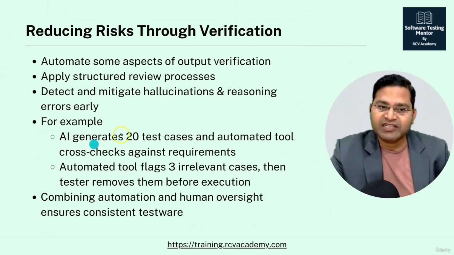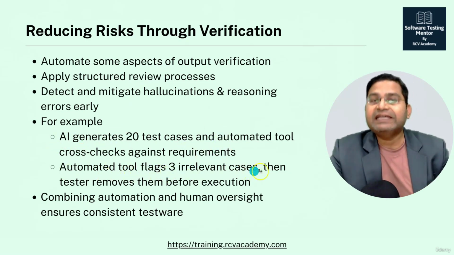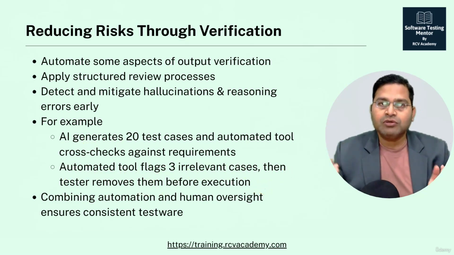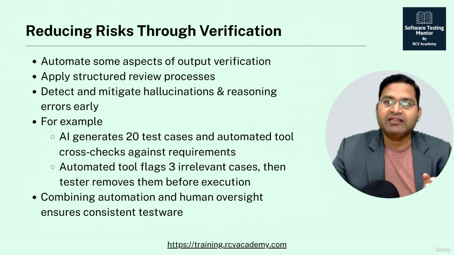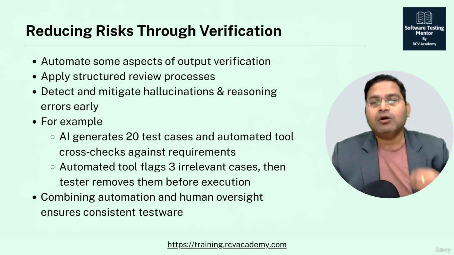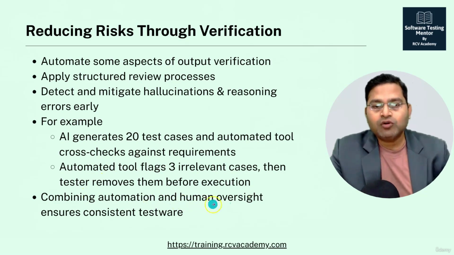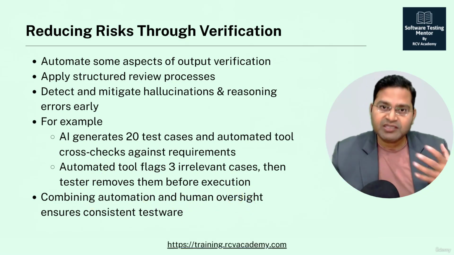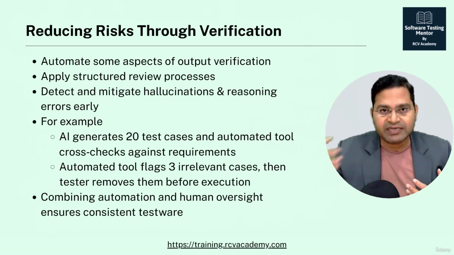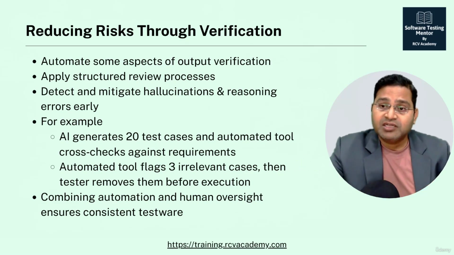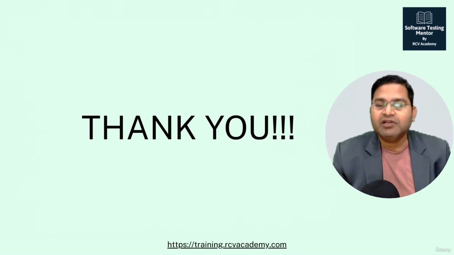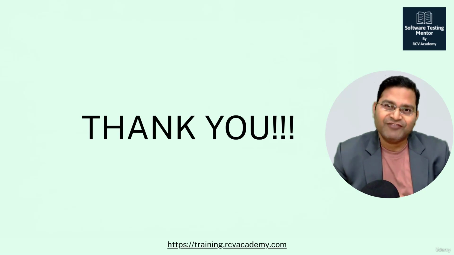You have a tool that checks it automatically. If the automated tool flags 3 irrelevant test cases, then the tester removes them before actually going ahead and executing. So you can also reduce the risk through verification, either through manual verification or through automated verification. Combining automation and human oversight ensures consistent test quality, and this verification, manual and automated, is another technique to mitigate the non-deterministic behavior of LLMs. So that's all about the mitigation techniques for the non-deterministic behavior of large language models in generative AI. Thank you. I'll see you in the next tutorial.